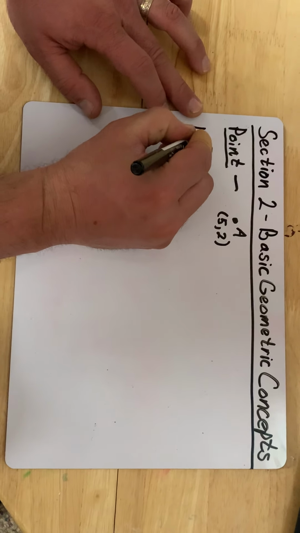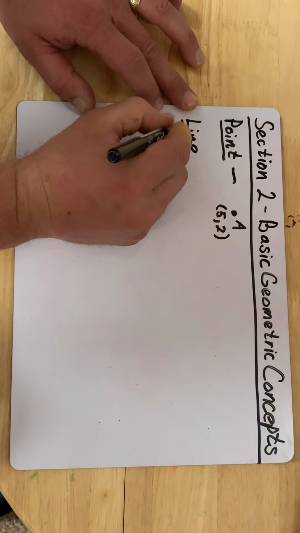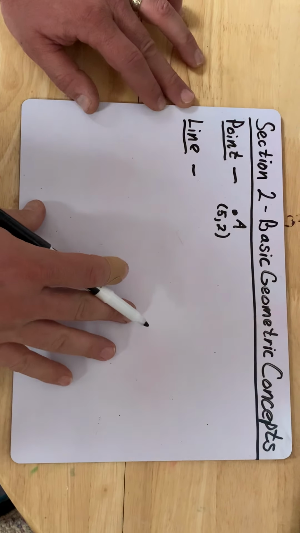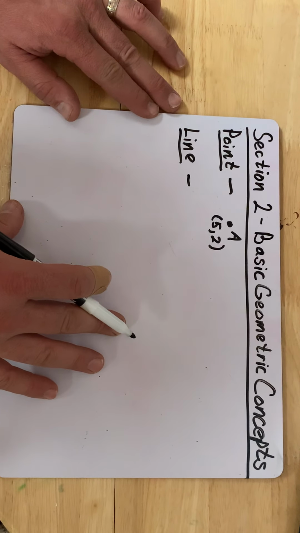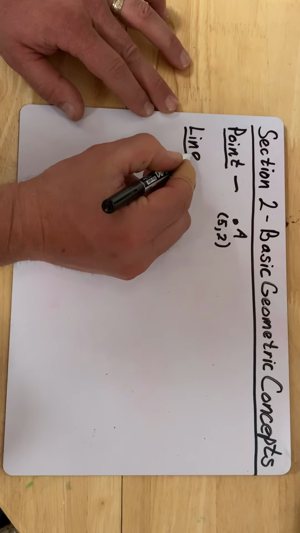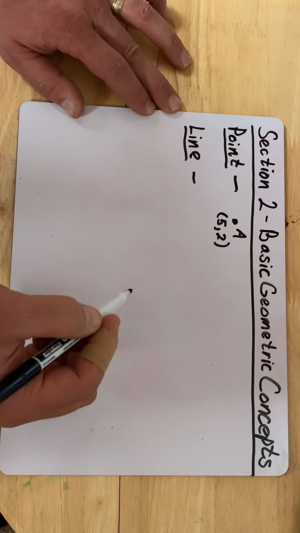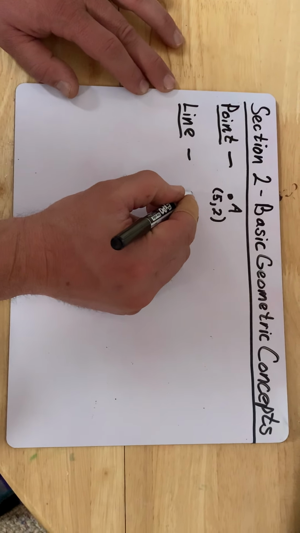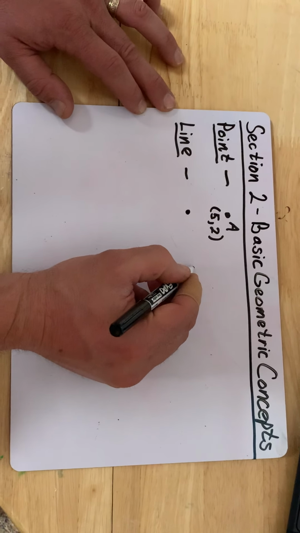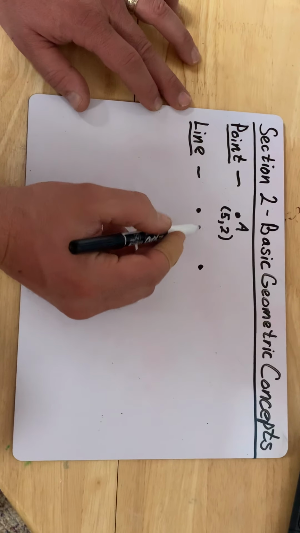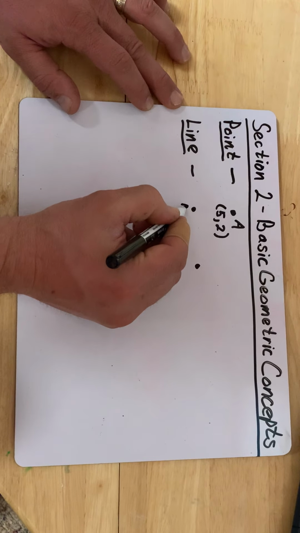Next would be line. And like I said, I'm not going to write down definitions, but you should know that the definition of a line is basically you need only 2 points minimum to create a line. So when we draw a line, a line is 2 individual points. Let's just call this point A and point B.